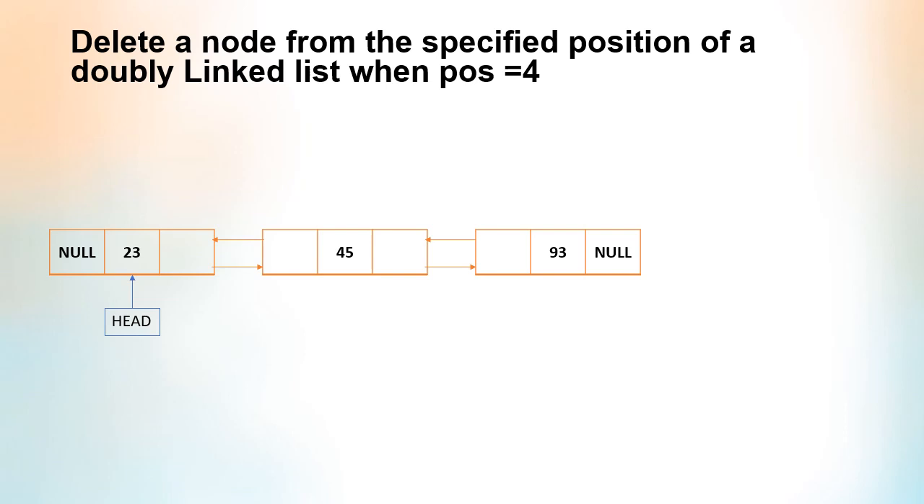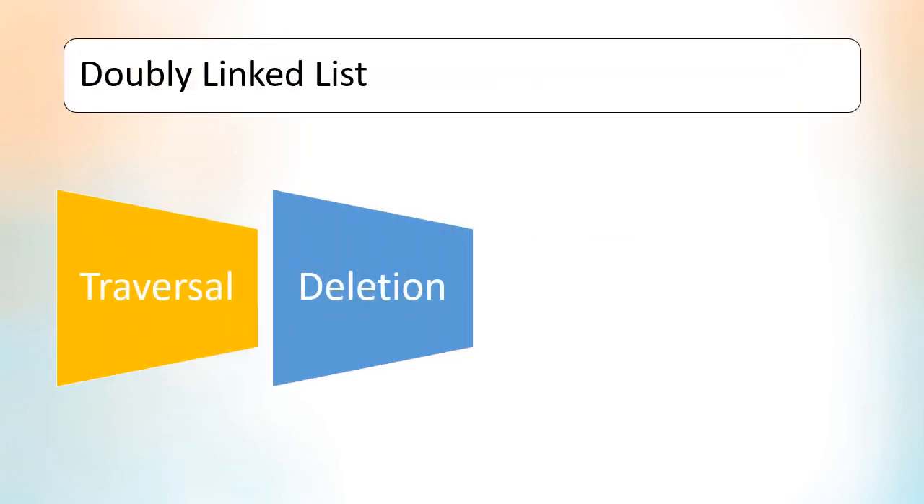So this is how the deletion of a node from a specified position of a doubly linked list is done. In this video segment, we have discussed the traversal and deletion operations of a doubly linked list. Thank you.